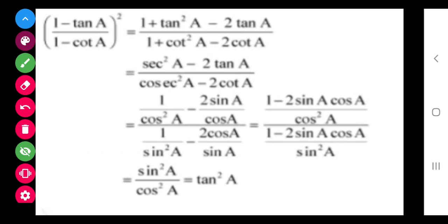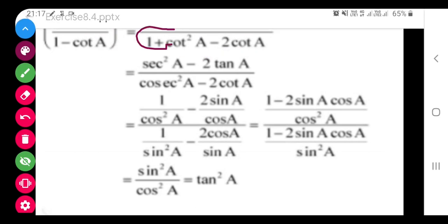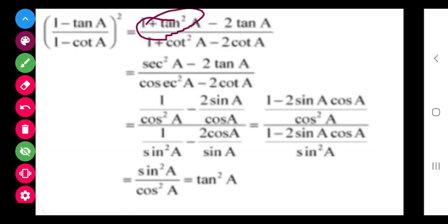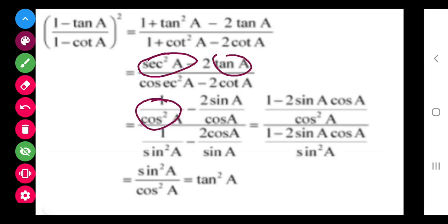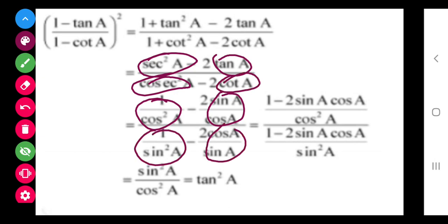Now the trick used is, first of all, opening the formula of a minus b whole square. After that, 1 plus tan square A can be written as sec square A and 1 plus cot square A can be written as cosec square A. Now final trick is convert all into sine and cos. As I have told you in previous questions also, when nothing we are getting, we have to convert into sine and cos. So sec can be written as 1 upon cos square, tan you know, cosec can be written as 1 upon sine square A, and cot you know.